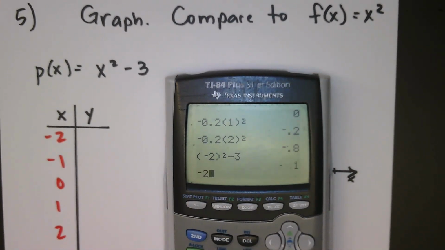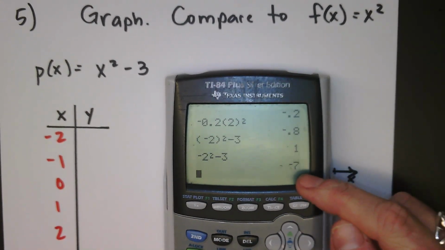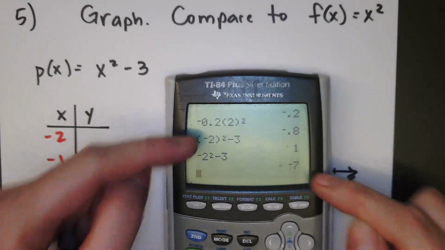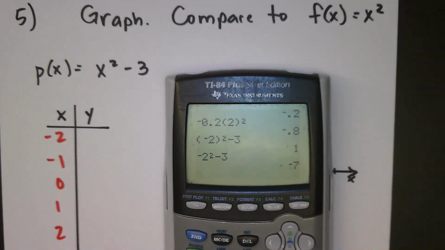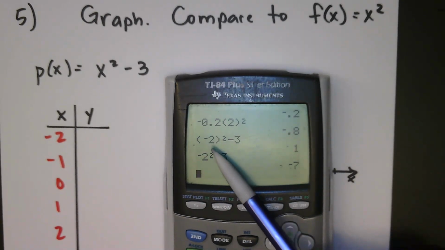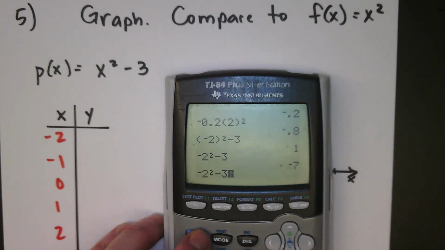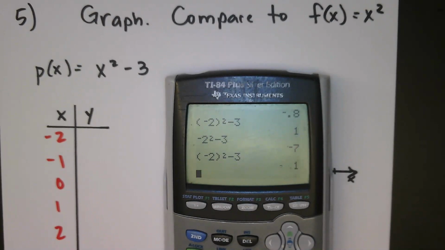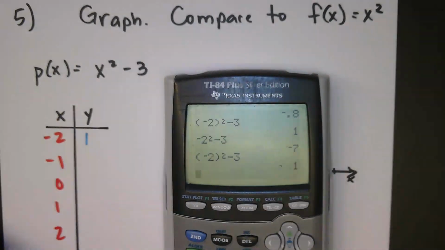Now here, I'll show you. If I just do -2 squared minus 3, you're going to get a different answer. This second one is incorrect. This first one is correct. And the difference, hopefully what you're seeing here, is the fact that the negative is included in the squaring. So those parentheses do matter. Bring up the correct one again. All right, so we should have 1.